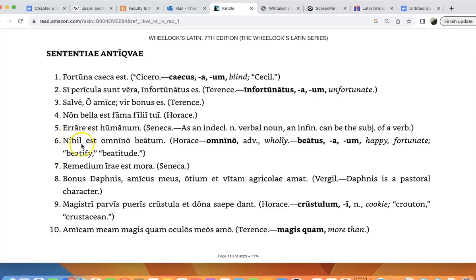All right, moving on here. Nihil est omnino beatum. So we have another one by Horace. And again, they give us a little bit of help. So omnino means wholly. And then beatus, we've had before, can mean happy or fortunate. Again, we get the words beautify and beatitude in English. So some good Latin words here. And so what do we have here is that nothing is wholly fortunate or happy.